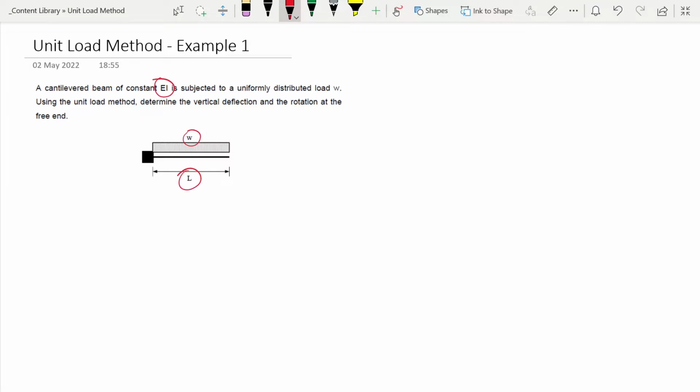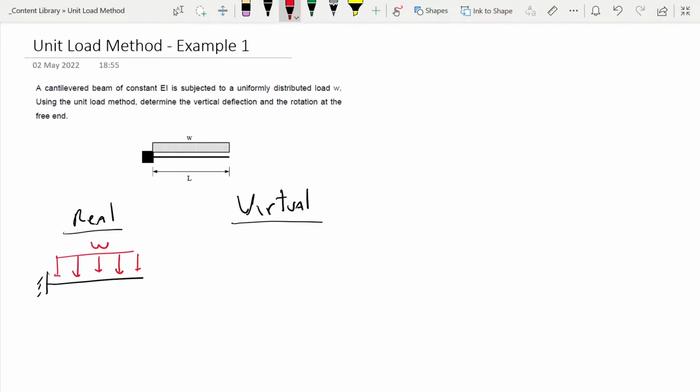What we're interested in finding out in this problem is the vertical deflection and the rotation at the tip of the cantilever. The theory behind the unit load method is to separate the real structure from the virtual structure and then do a calculation to find the displacement we're looking for. In this particular case, the real structure looks exactly like the one we're trying to calculate. So it's a cantilever with a UDL W.